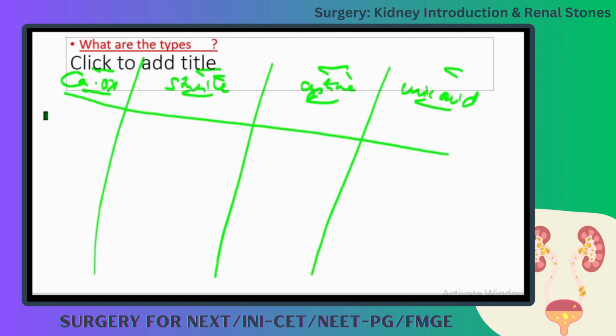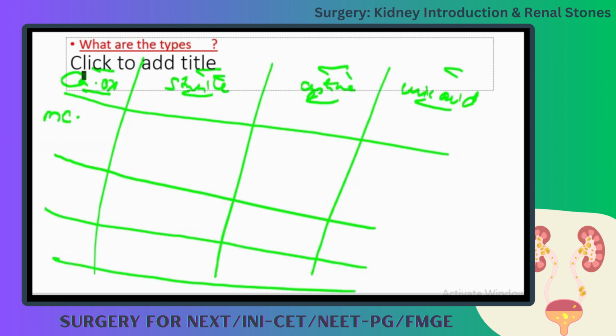Calcium oxalate is the most common type of stone. That is the first. 5 points for each, you will just discuss. 5 points. It is found in acidic urine. It is the most common type.